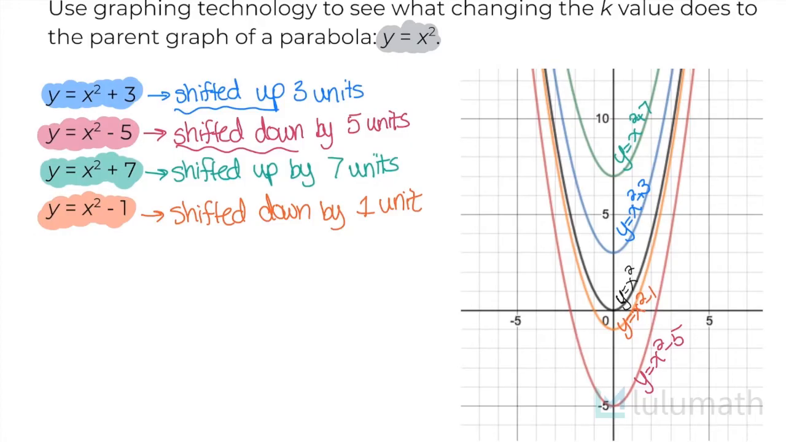So just a reminder, in the parent graph, the k value is equal to 0 because nothing is being added on. Here, we have 3 being added on, so the k value is equal to positive 3. In this one, there's an extra negative 5, so the k value is equal to negative 5. In this one, there's an extra 7, so the k value is positive 7. And in this one, there's an extra negative 1, so the k value is negative 1.